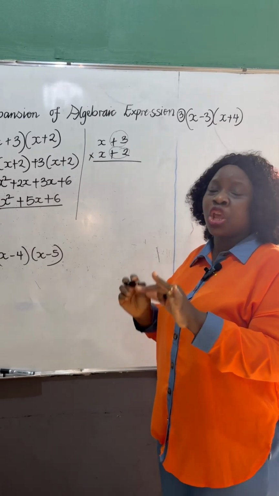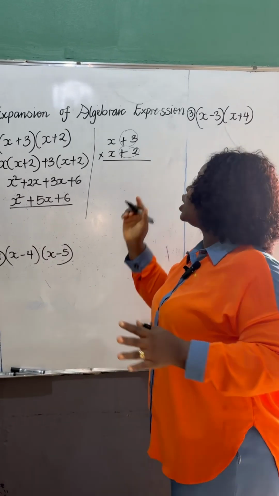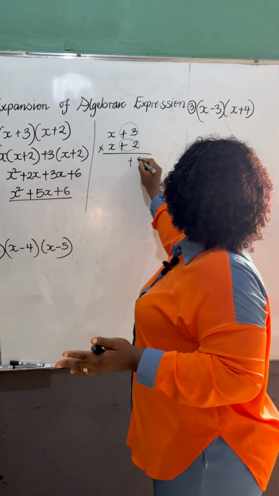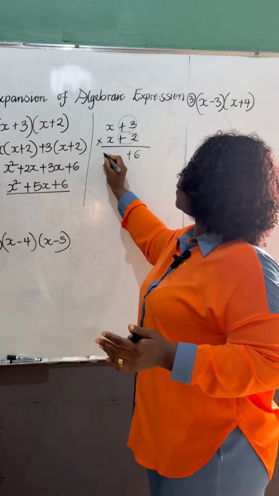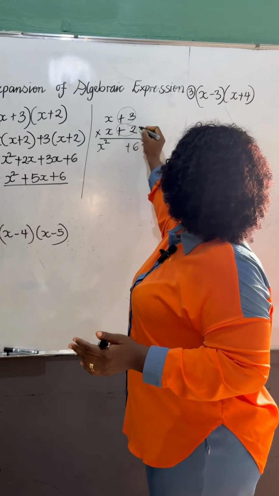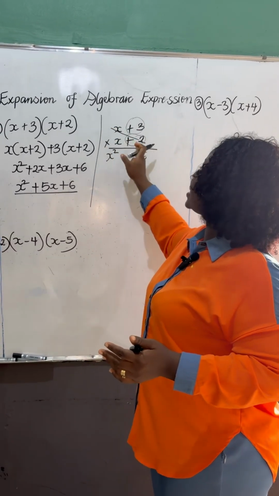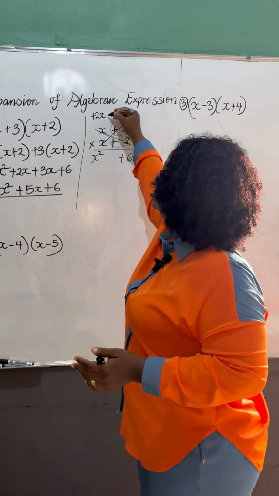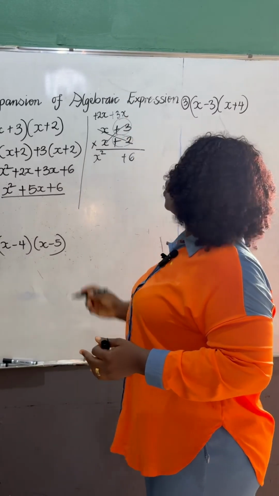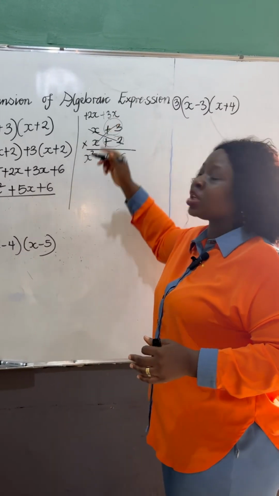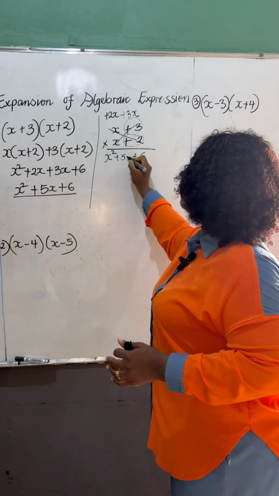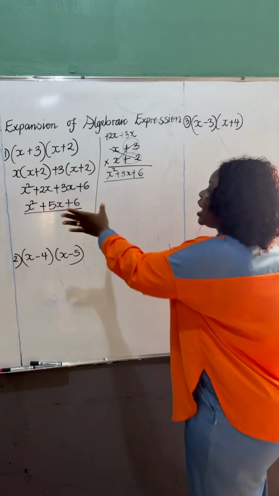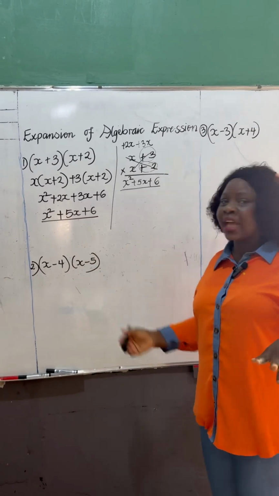So when you are doing anything, you have to carry it with the sign. So we go plus 2 times plus 3 gives us plus 6. Then x times x gives us x squared. Then we cross multiply. x times plus 2 will give us plus 2x, and x times plus 3 will give us plus 3x. Having them together, plus 2 plus 3 will give us plus 5x. And that is the answer. Okay, so which one do you want to take? This or this?